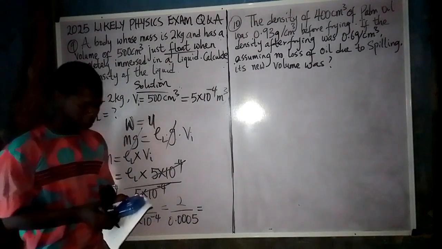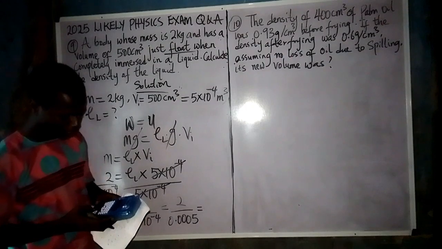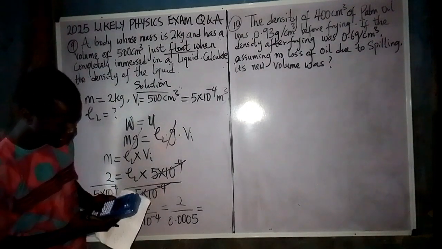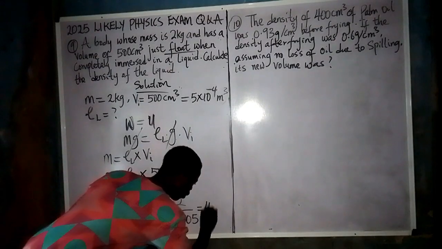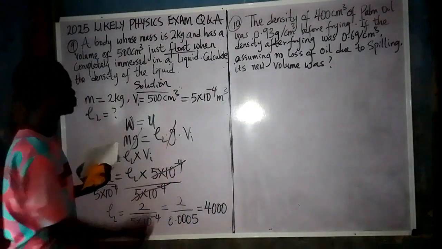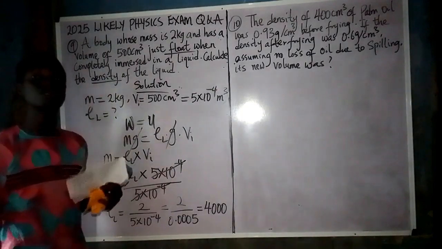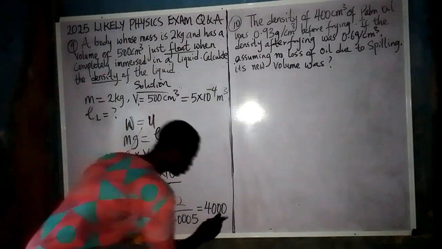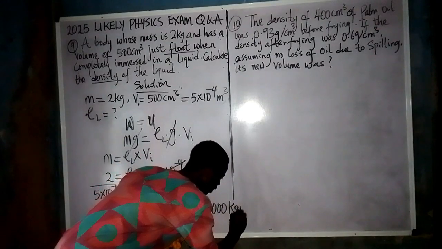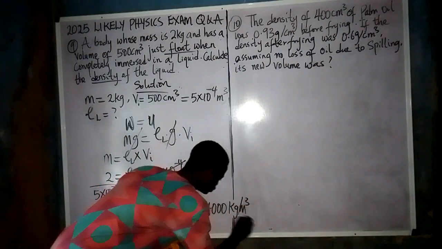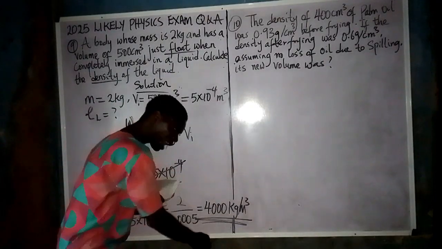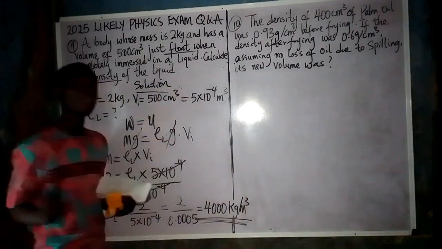And that will now give me what? Let's work it out with a calculator. 2 divided by 0.0005. So that gives us exactly 4,000. And guys, what is the unit for density? Because they said determine the density of the liquid. Density is always in what? For standard unit, it is in kilogram per meter cube. And this is the answer to the question. Kilogram per meter cube. I hope that is clear.